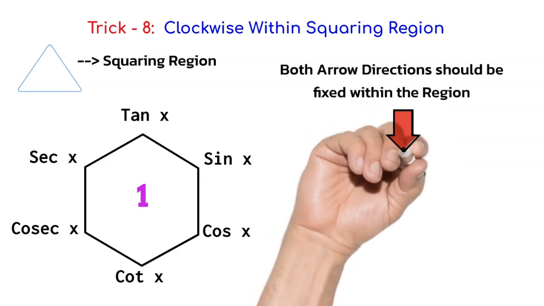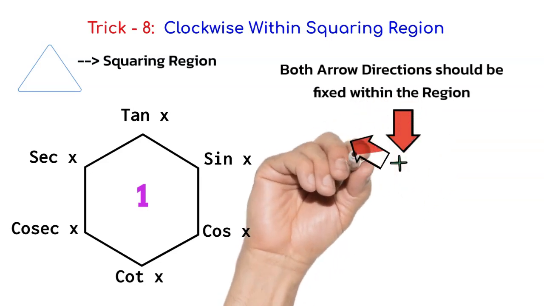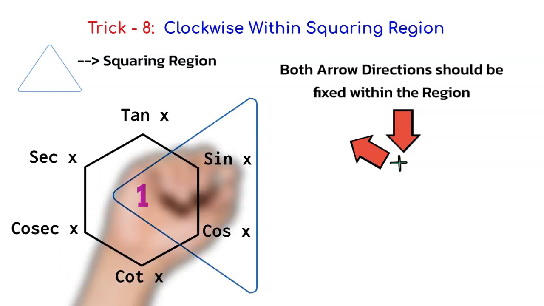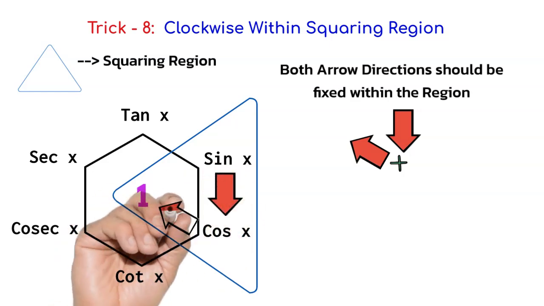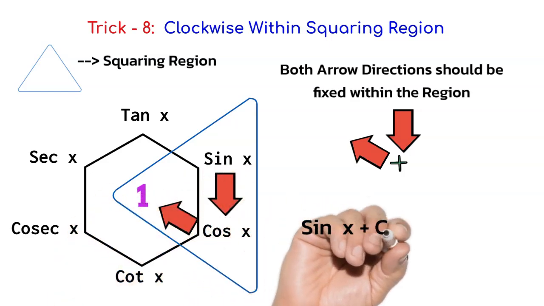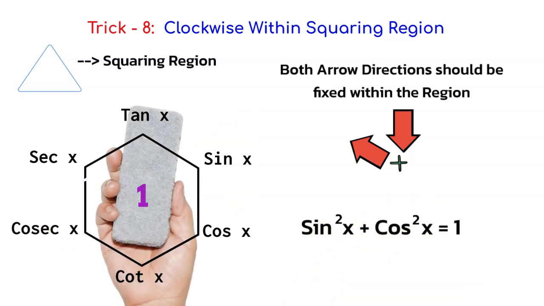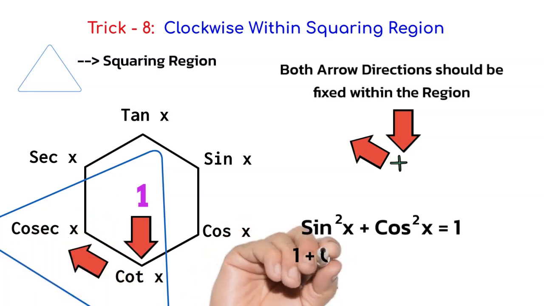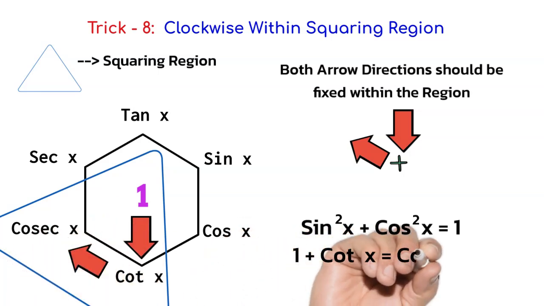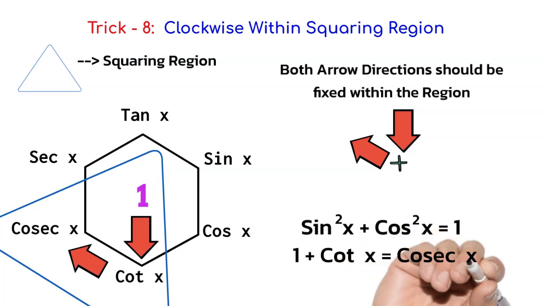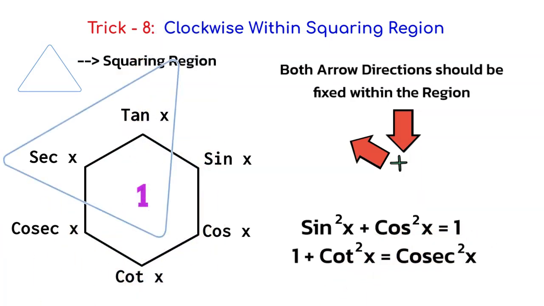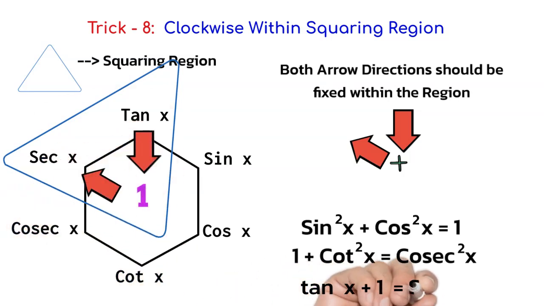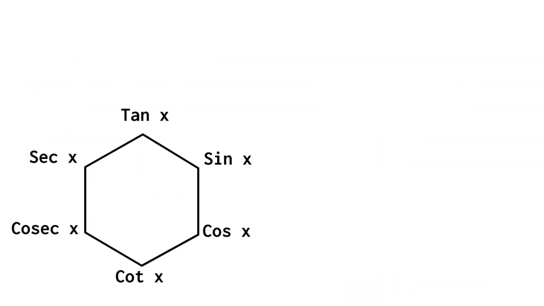that is first downward and then diagonally up left, so that considering the first set we will get the equation sin square x plus cos square x equal to 1. For the next set of elements we will get 1 plus cot square x equal to cosecant square x. For the next set of elements we will get tan square x plus 1 equal to secant square x.